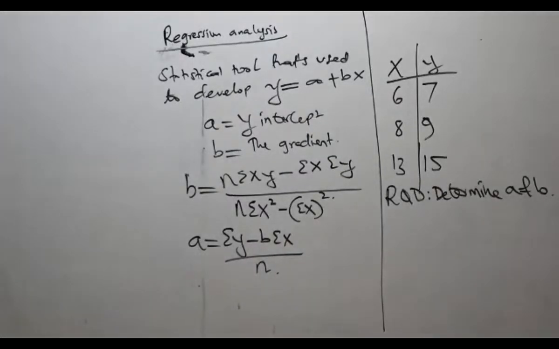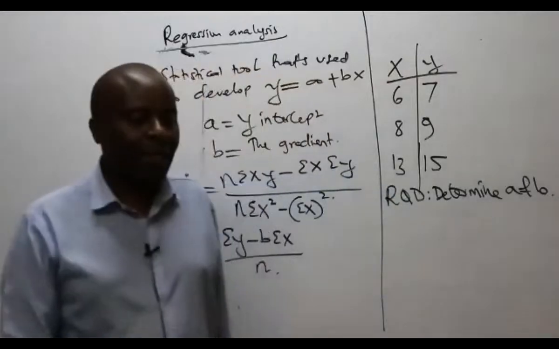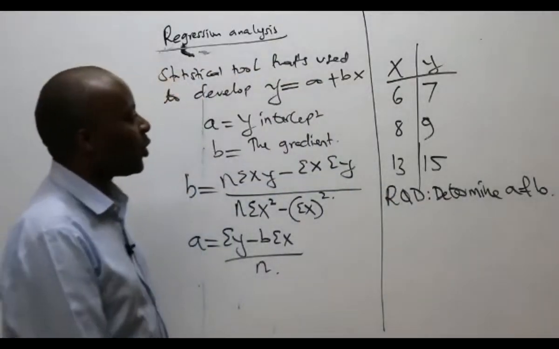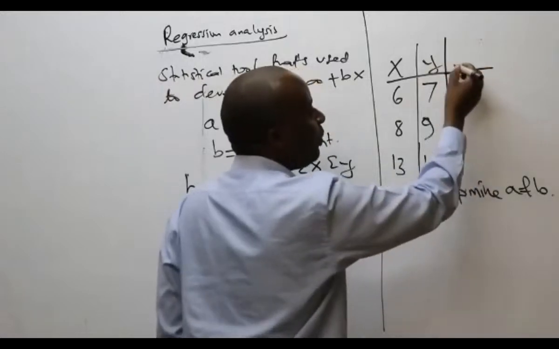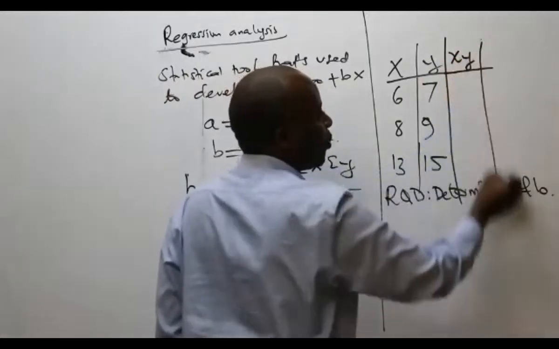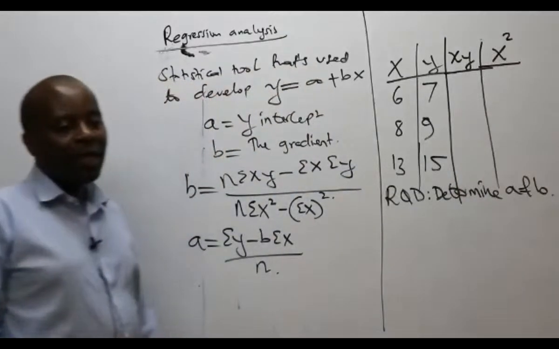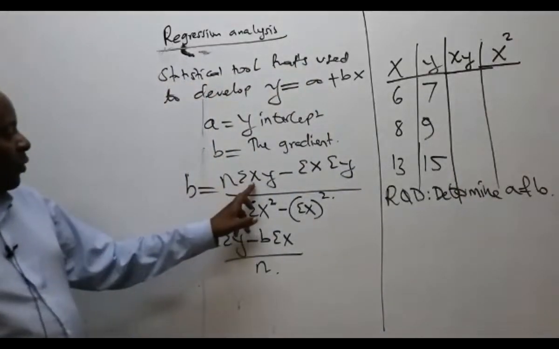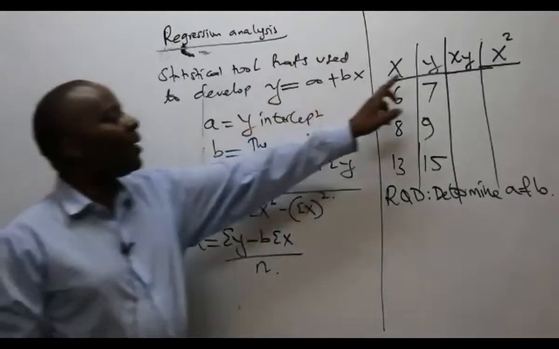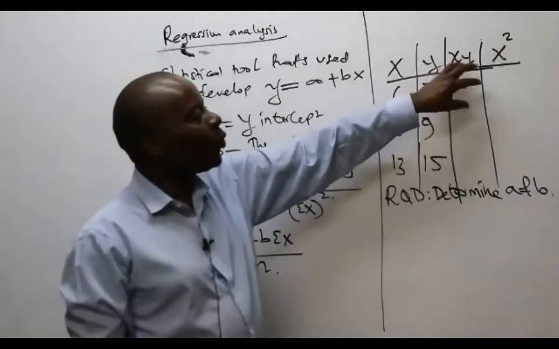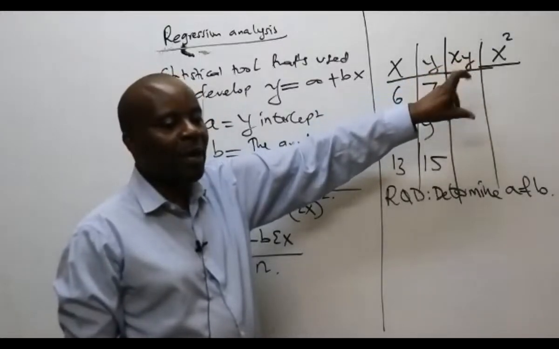So using regression analysis, ladies and gentlemen, anytime anybody talks of ascertainment of parameters using regression analysis, what you're supposed to do is to create 2 columns. The first column will capture the multiple xy. The second column will capture the multiple x squared. These are the two additional columns that we would need for us to be able to get regression parameters.